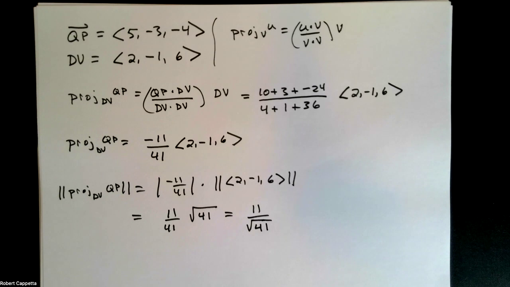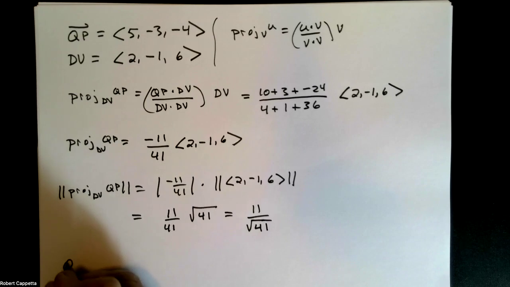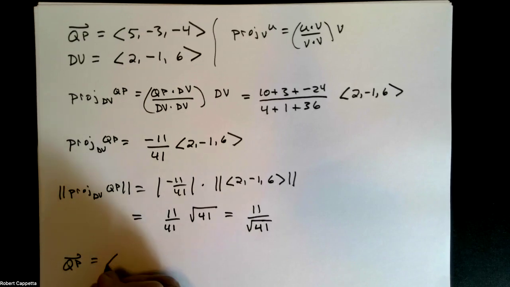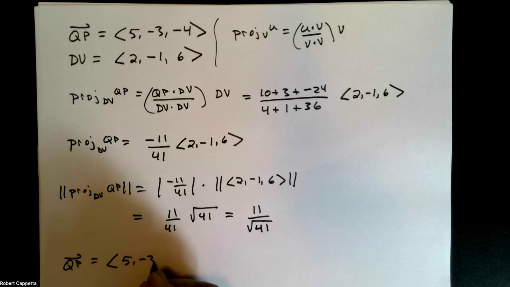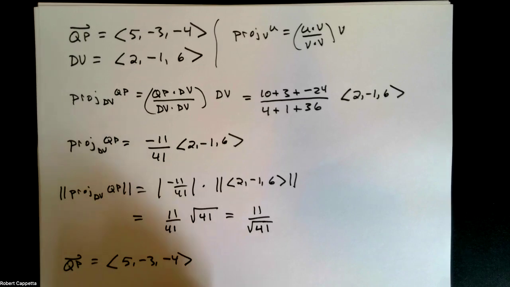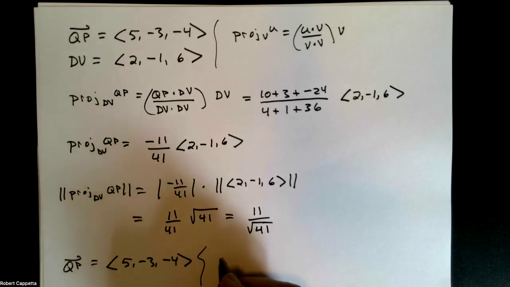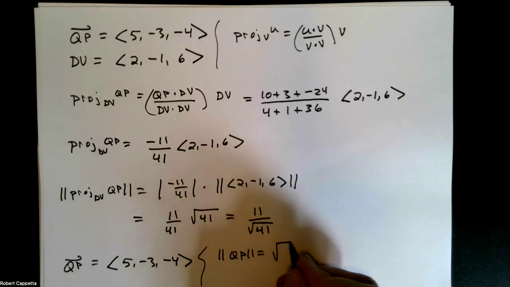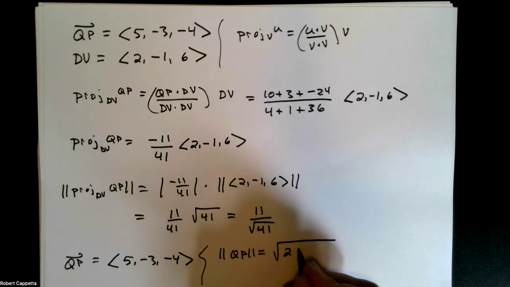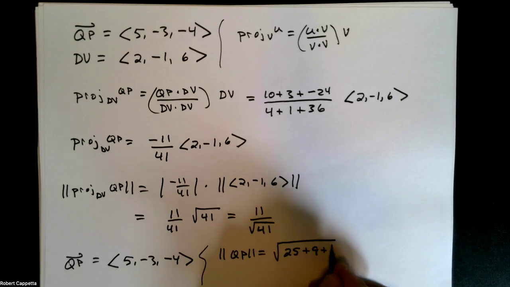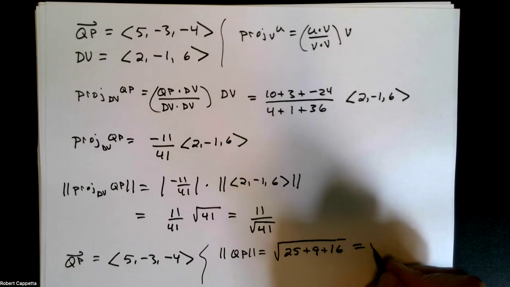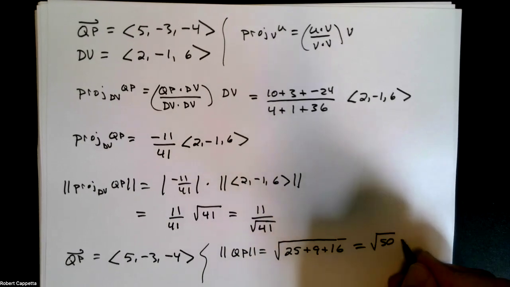We also can figure out the magnitude of QP. Up earlier, we have QP is (5, -3, -4). So what's the magnitude of QP? Square root of 25 plus 9 plus 16, which is root 50, or 5 root 2 if you prefer.